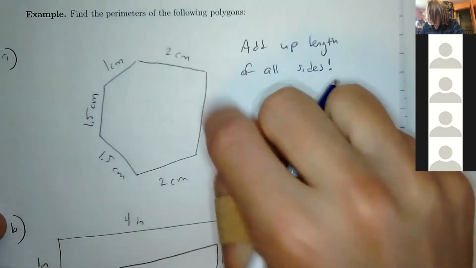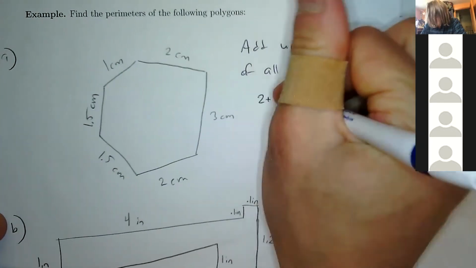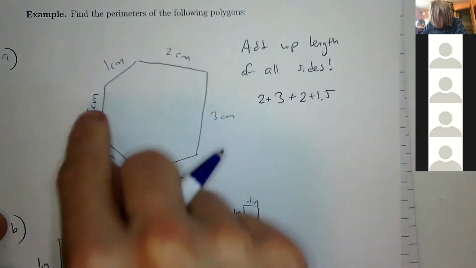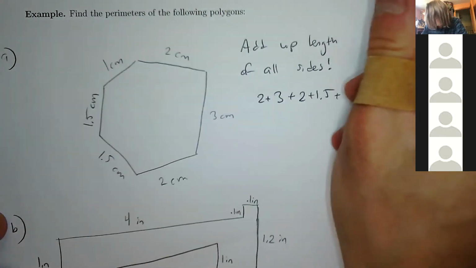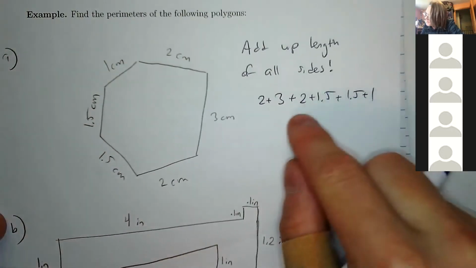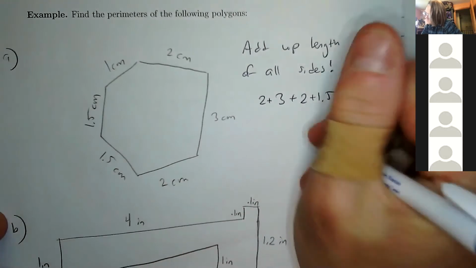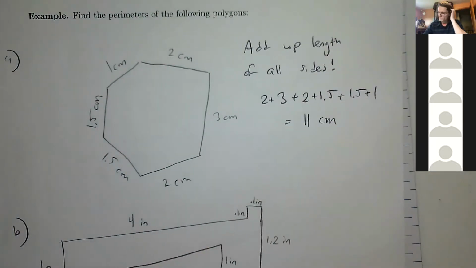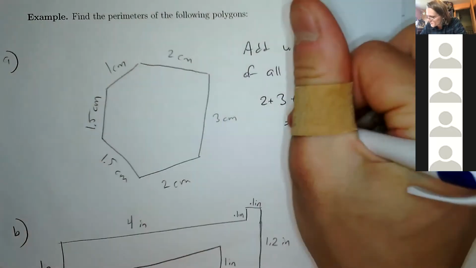So what do I get? 2 and 3 plus 2 and 1.5, and then 1.5 and 1. All right, so what is that? That's 3, that's 10, 11, I think. So I get 11 centimeters.